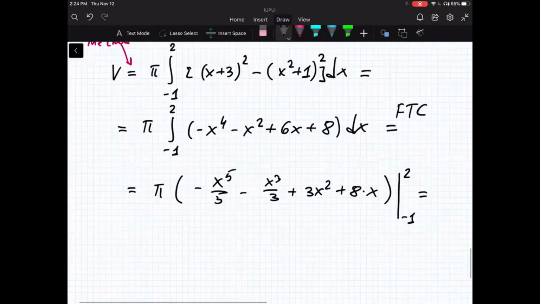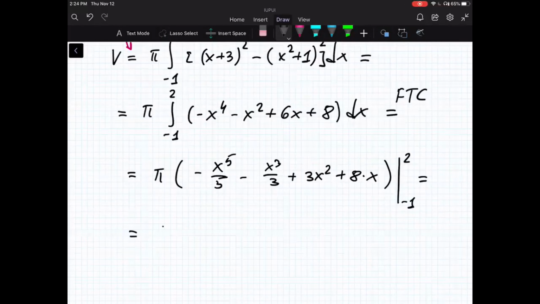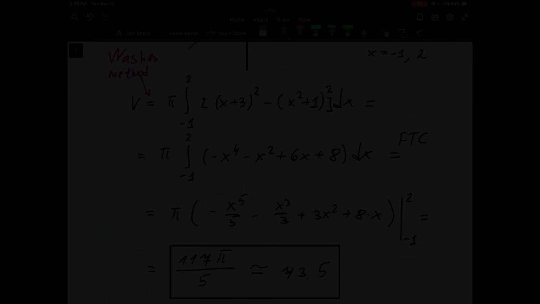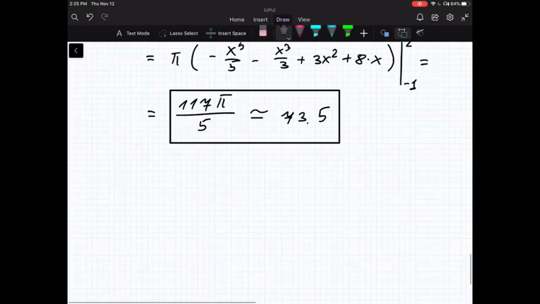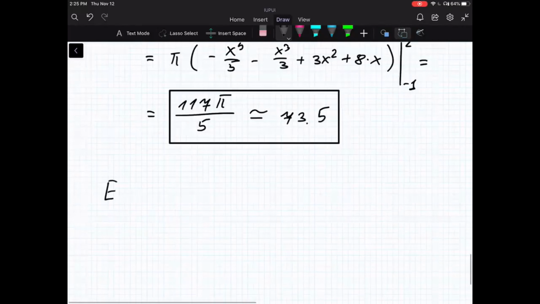And if you substitute, you will get 117 pi over 5, which is approximately 73.5. Okay, let's do one more example. Example number 3.